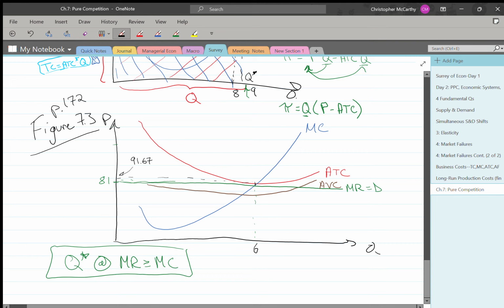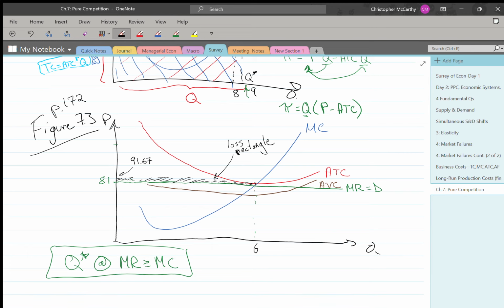And so this little sliver here is not our profit square, but actually our loss rectangle. Man, will I ever stop calling it profit square? This is our loss rectangle instead of our profit rectangle. So, why is this important? Well, at this point, we're still going to produce.